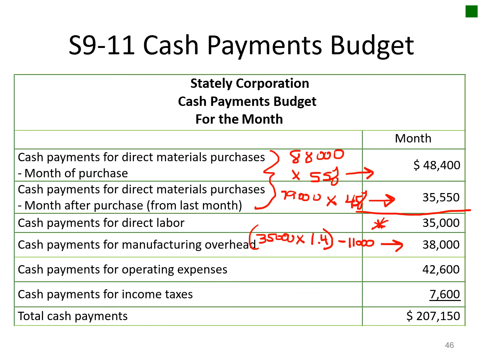And then for the operating expenses, they told you it was 46,000, and then they said it included depreciation and bad debts expense. So you have to subtract out the depreciation because remember that's non-cash, and then also subtract out your bad debts expense, because if you remember from financial accounting, that's also a non-cash item. That would be your operating expenses. And then for the taxes, they just told you the number is $7,600. You add all these up, and this would be your total cash payments for the month.